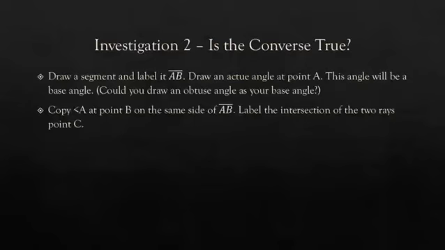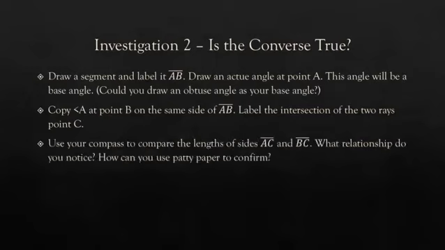Copy angle A at point B on the same side of AB. Label the intersection of the two rays point C. Then use your compass to compare the lengths of side AC and BC. These would be the legs of your isosceles triangle, if it was an isosceles triangle. Is it? Do you notice the relationship? Can you use your patty paper to confirm?